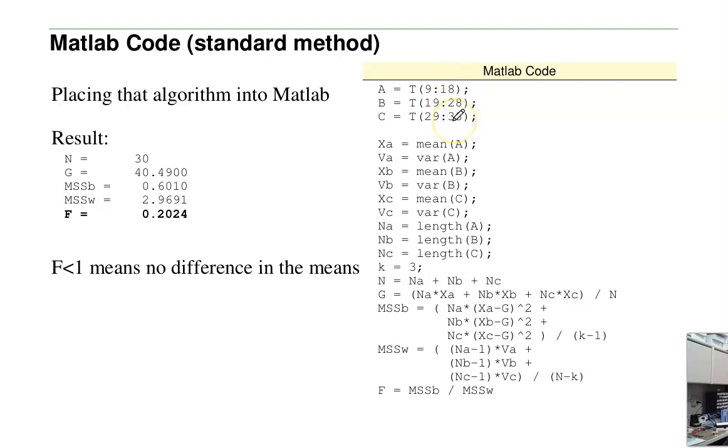Here's your data. Find the means, the variances, the sample size, do the calculations. Here's the F-score. Here's the result. The F-score is 0.2024. You can't get an F-score less than 1. This is less than 1 because the standard method is using approximations that aren't exactly correct. So you get an F-score less than 1. F-score less than 1 basically means no difference in the means.